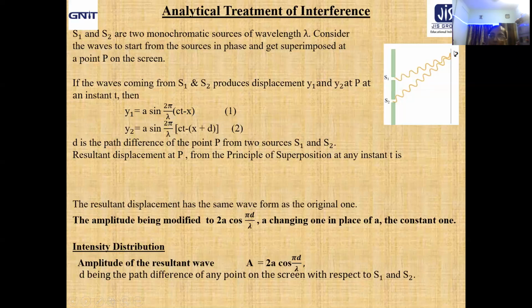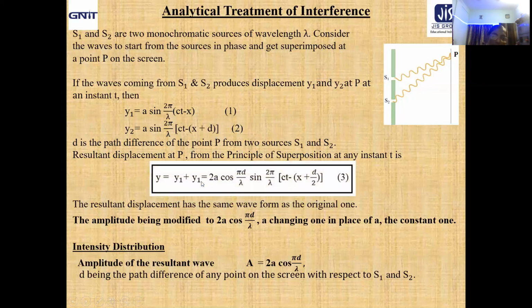Similarly, from S2, if y2 is the displacement at P, it is written as a sine 2 pi by lambda (ct minus (x plus d)), because the distance from S2 to P is x plus d, where d is the path difference of the point P from S1 and S2. I already mentioned. Now, the resultant displacement at P, obviously from the principle of superposition at an instant t, both are reaching at P. So, what about the resultant displacement at P?